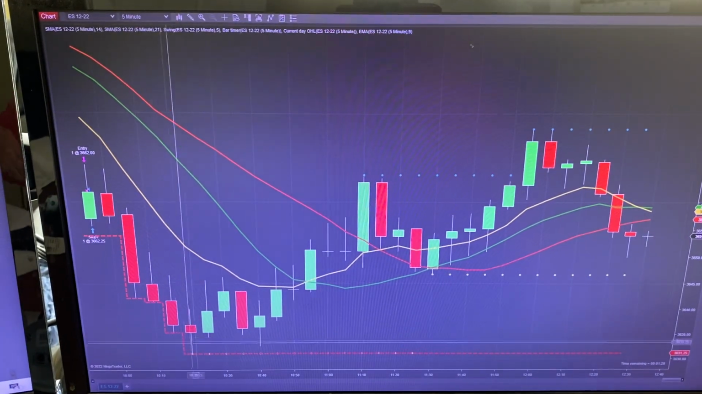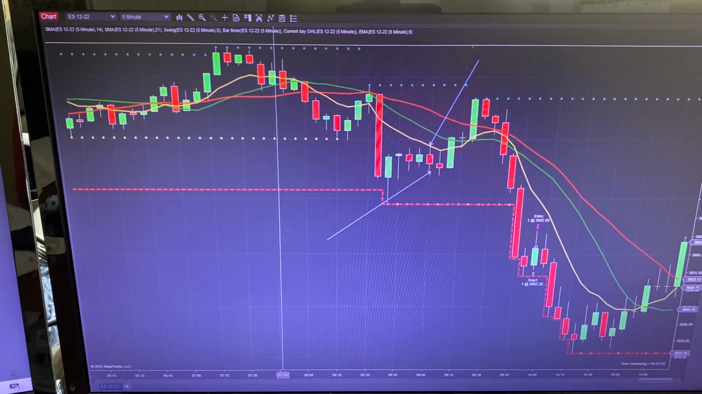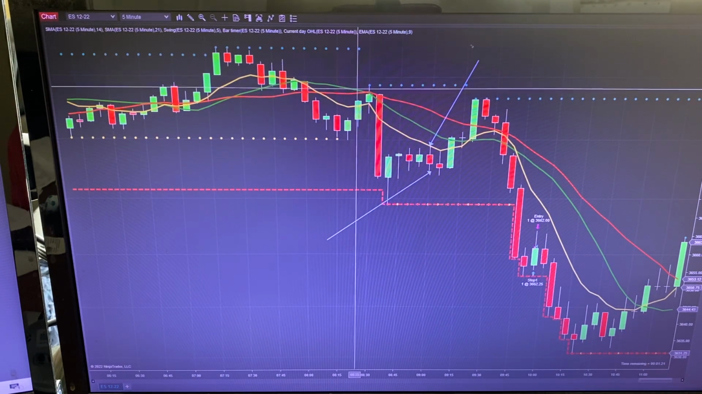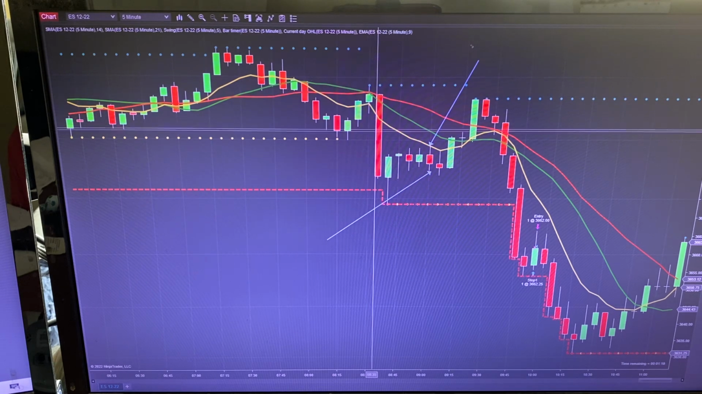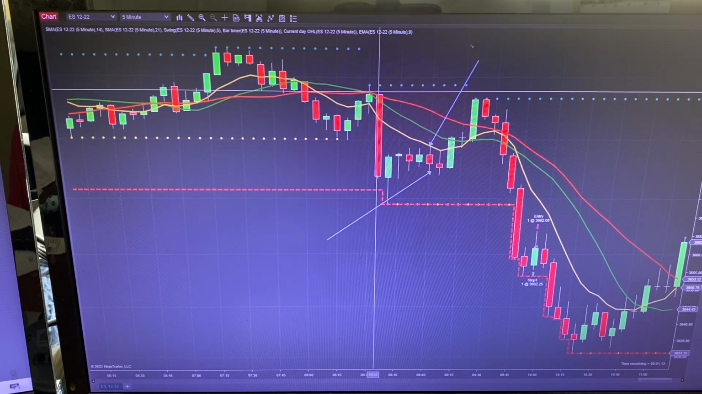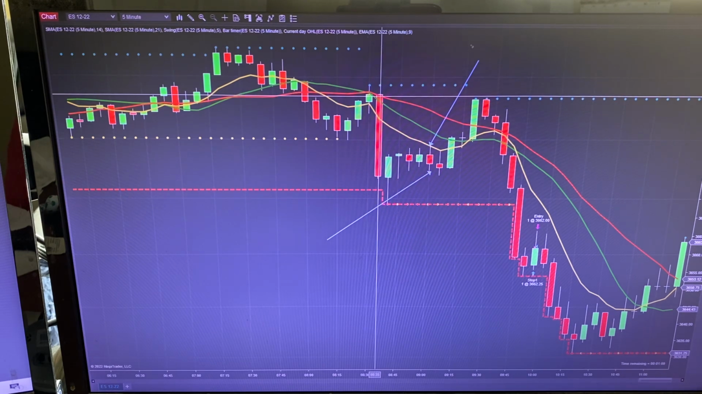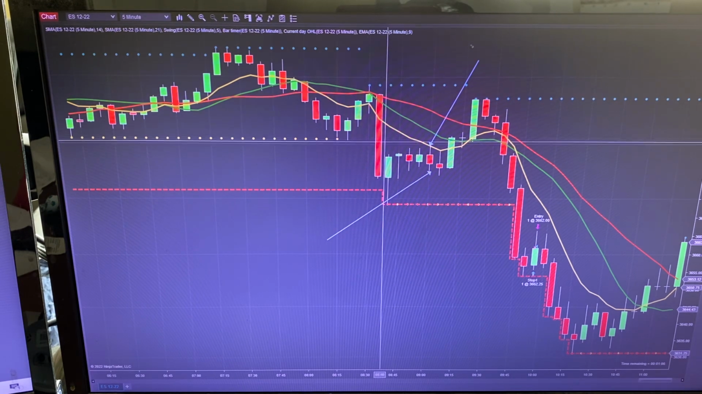All right, so here you are. Here's your 5-minute. This is 8:30. Remember, I don't trade till sometime after 8:30. This is 8:30 here, and there was news, so obviously I'm not going to trade during any news. It had to do with unemployment data. This thing pulled back.